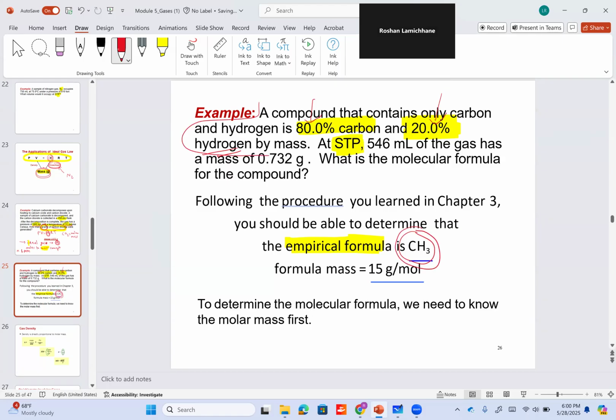And then if you do that, what you're going to end up with is the empirical formula of CH3 from the first sentence of this question. We're going to go over it, make sure you work through that part, and then make sure you understand how you derived the CH3 value.